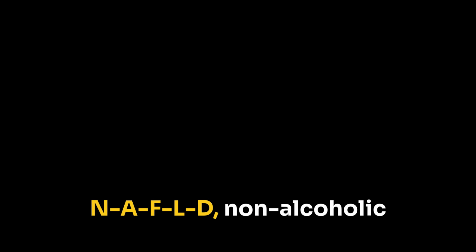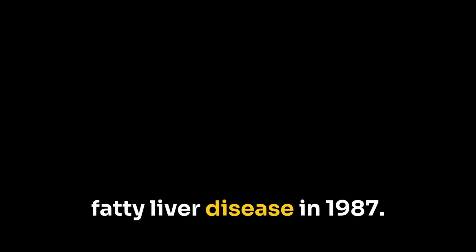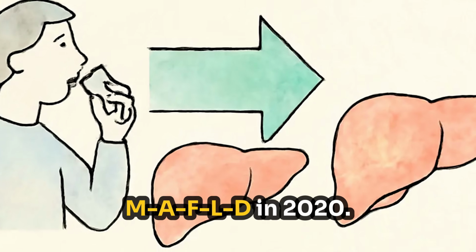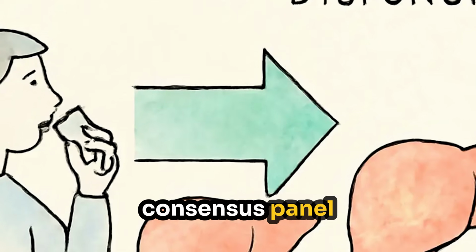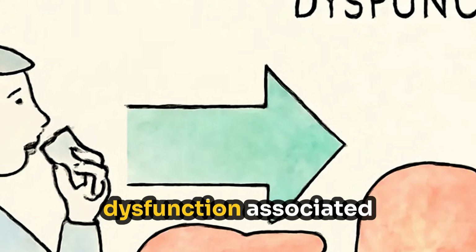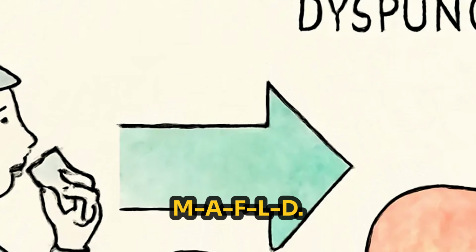Right, more severe form. And then Schaffner and Thaler introduced NAFLD, non-alcoholic fatty liver disease, in 1987. That was the broader umbrella term covering the whole spectrum from simple fat accumulation all the way to NASH. And NAFLD was the standard for decades. Then came MAFLD in 2020. Yes, that was a big step change. An international consensus panel proposed Metabolic Dysfunction-Associated Fatty Liver Disease, MAFLD. The key shift there was moving away from the non-alcoholic exclusion criteria.